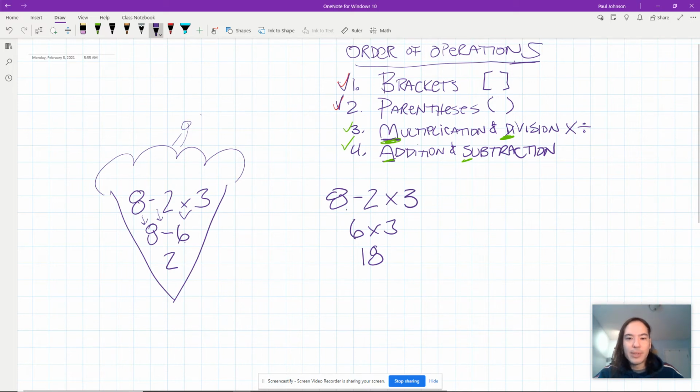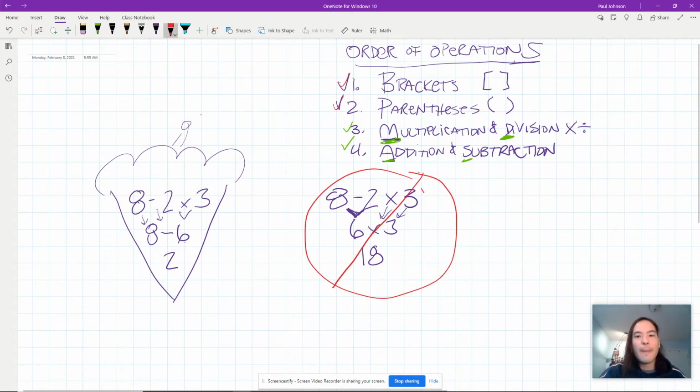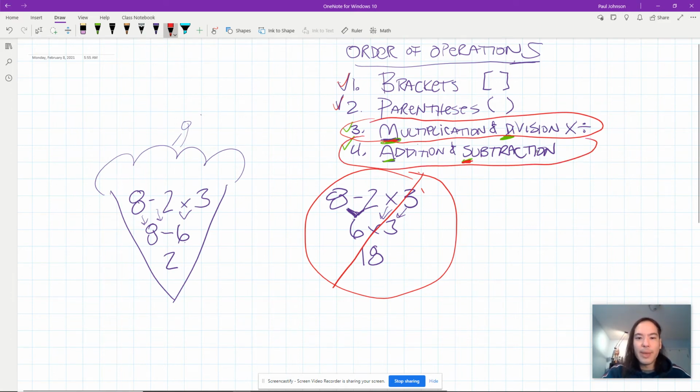All right, let's see what they did on this side. So we have 6 times 3. It looks like what they did is they subtracted 8 minus 2 to get 6 and then copied that down. Now, we know for a fact that this is wrong because we have to multiply first and they subtracted first. Remember, multiplying and dividing will happen before addition and subtraction.